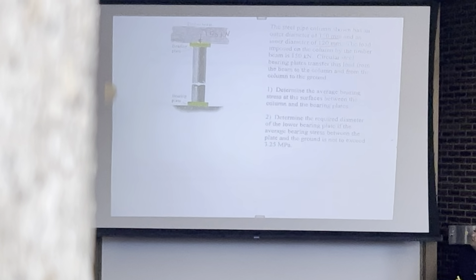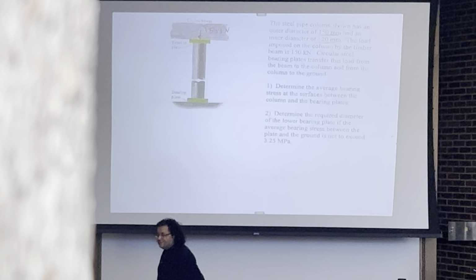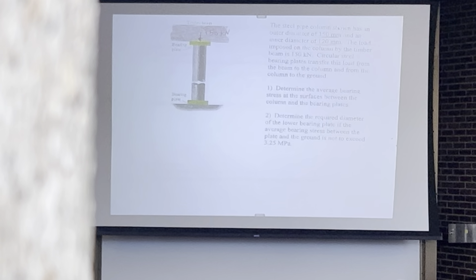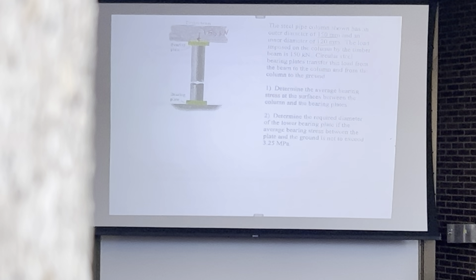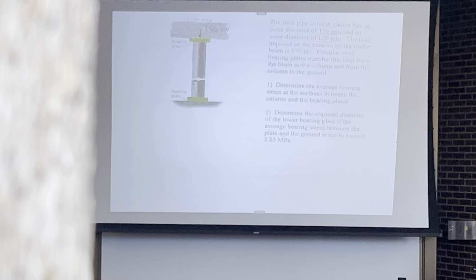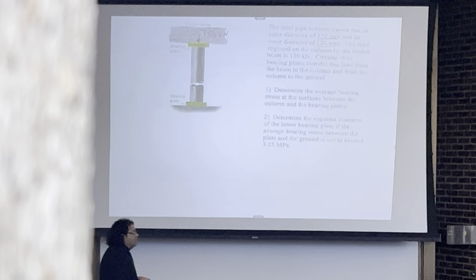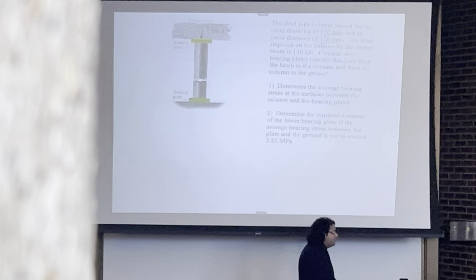I try to highlight these two plates at the top and bottom. As I said, the load is not transferred directly from the beam to the column, nor from the column to the ground. There will be a plate that is used. So, what do you guys think?